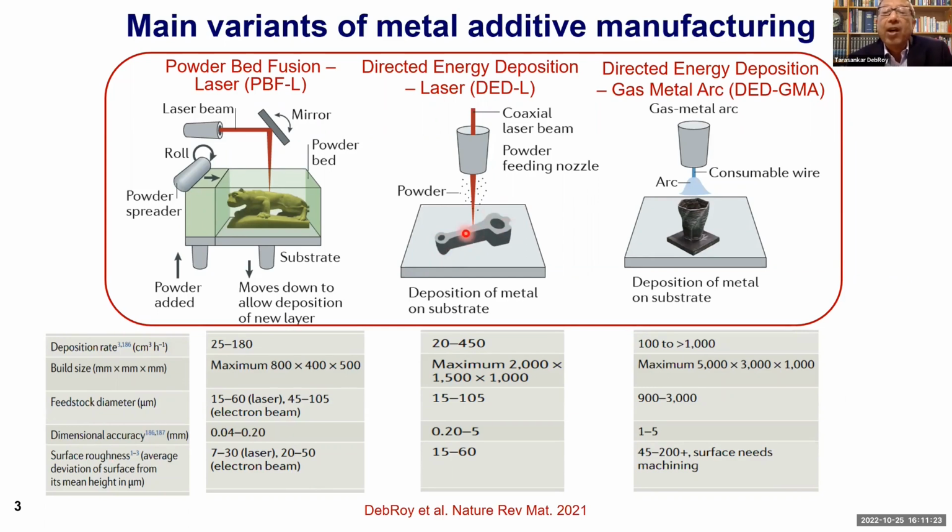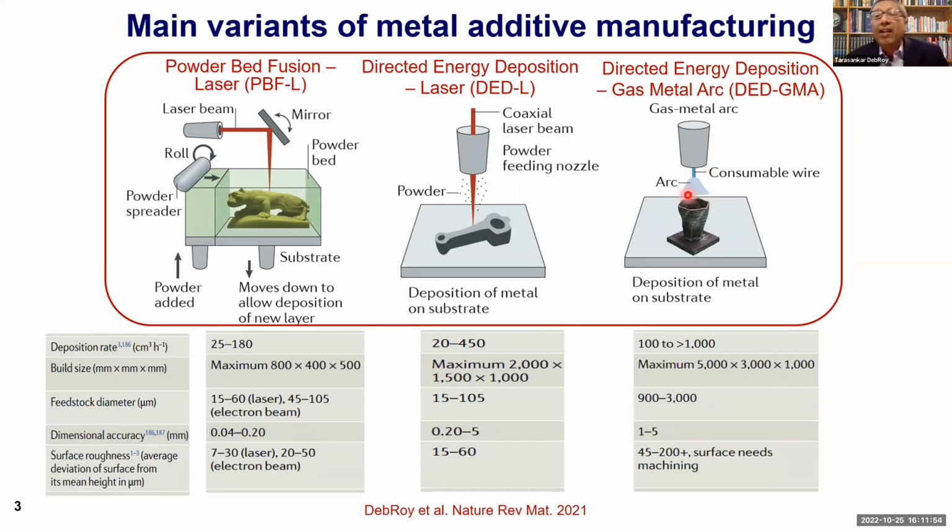When we need to make a very large component, these two laser-based systems take a long time to make because we are making very thin layers. So there is another technique that we call directed energy deposition gas metal arc process. In short, DED-GMA, or GMA stands for gas metal arc.